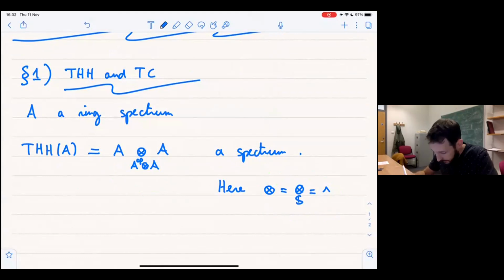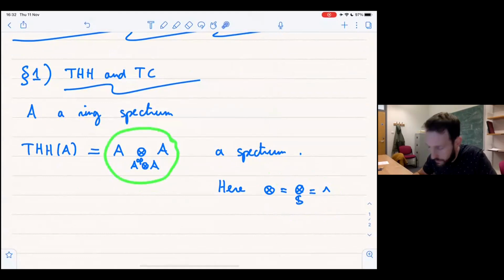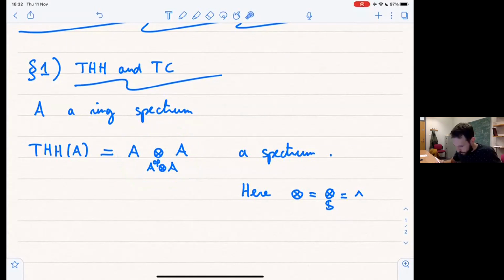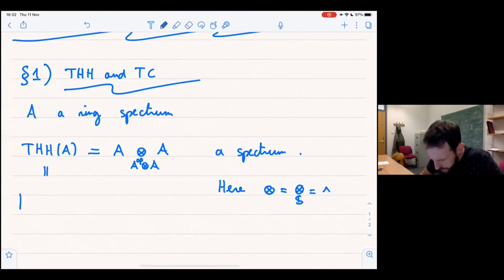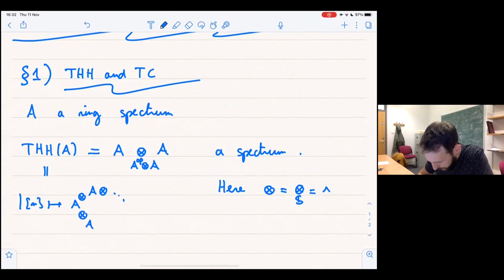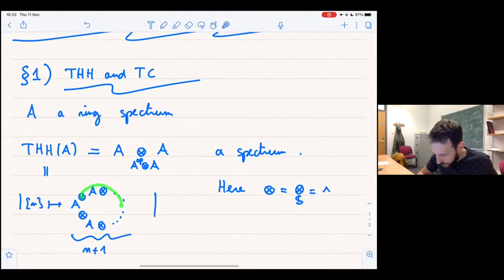Another way of writing this, if you think in terms of maybe the bar resolution for setting up the usual derived tensor product, is as some big bar construction. You can write it as the realization of some simplicial object whose n-simplices are n+1 copies of A, tensored with themselves. So this is n+1 factors, and I write them in a circle so that you can see what the structure maps are. At least the face maps just multiply adjacent copies of A.